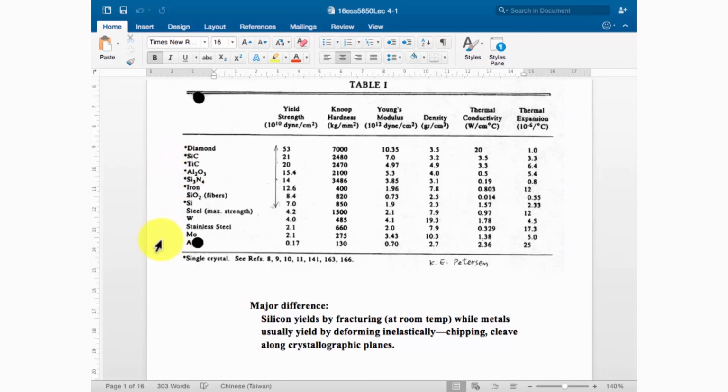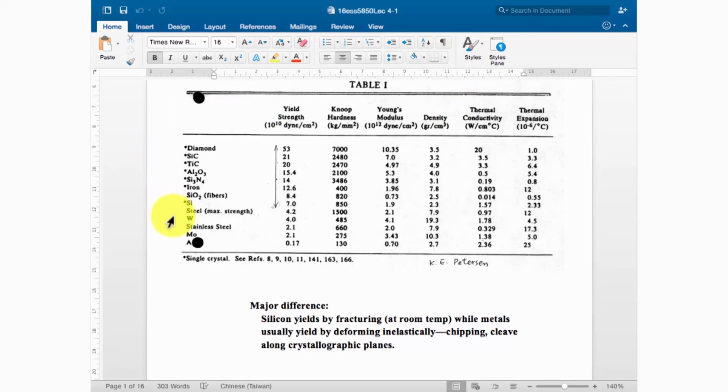So we have different material properties compared here, and especially we put silicon in the center. So what kind of material properties are we going to compare? Look at the top of the table. We will compare the mechanical strength, for example yield strength, hardness, and Young's modulus. Those are important mechanical properties. In addition to mechanical properties, we also want to look into material properties like thermal conductivity, thermal expansion, and also density, the intrinsic properties of the material.